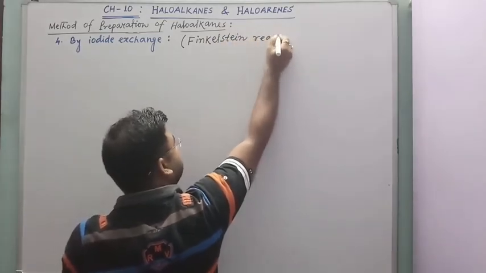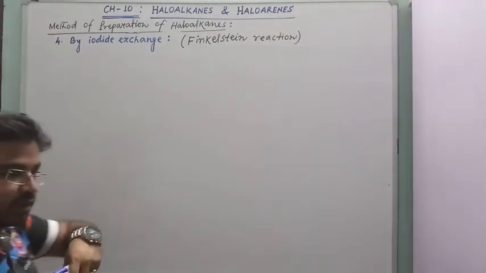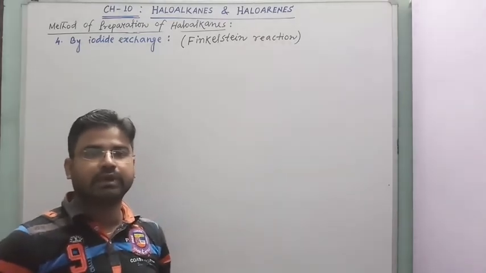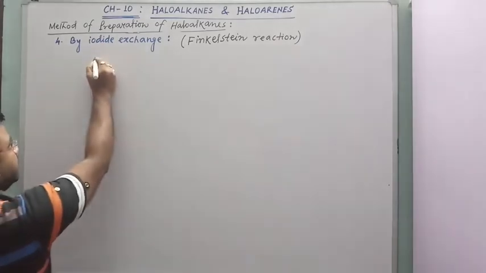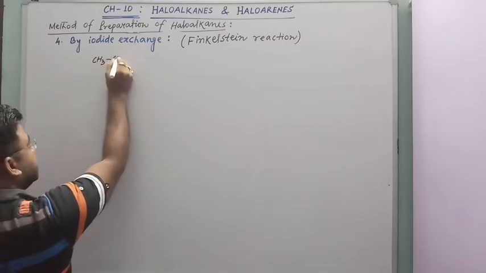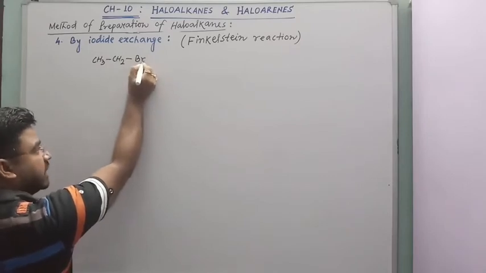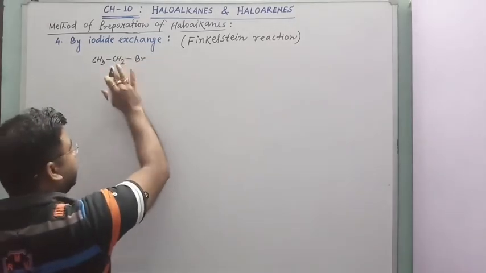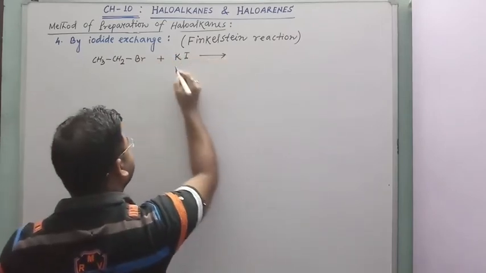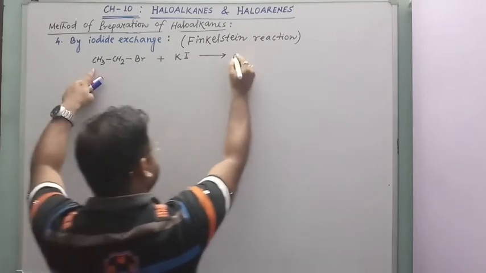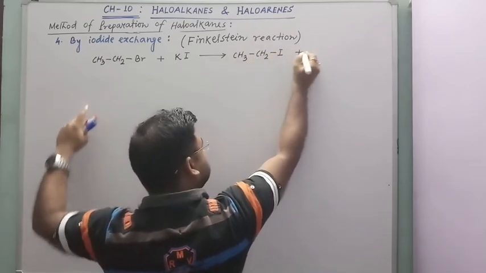By Finkelstein reaction, alkyl chloride and alkyl bromide can be converted to alkyl iodide on treatment with potassium iodide. For example, CH3CH2Br is alkyl bromide, and if you write Cl, alkyl chloride. Alkyl bromide on treatment with KI gives CH3CH2I plus KBr.